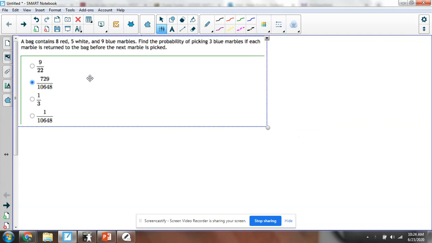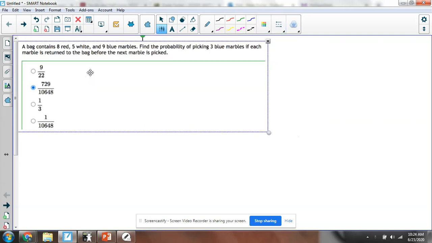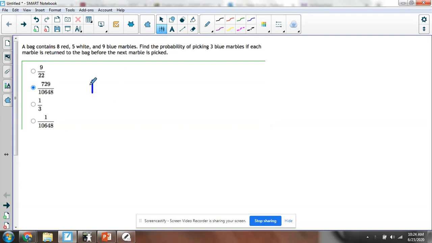Find the probability of blue and blue and blue. Probably the first one is blue. There's 9 blue marbles out of how many total? 8 plus 5 plus 9, that's 22.